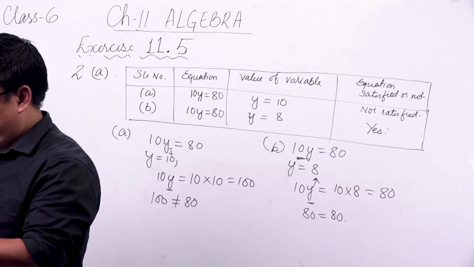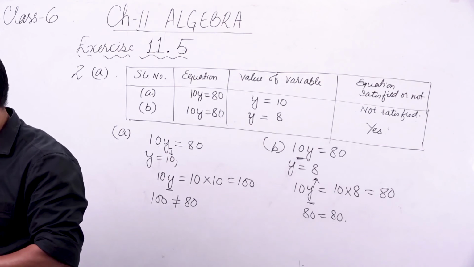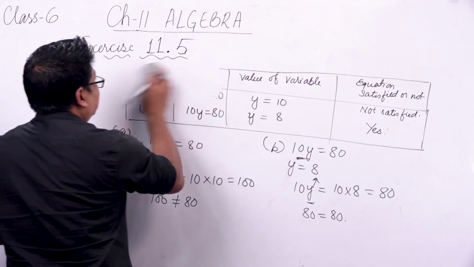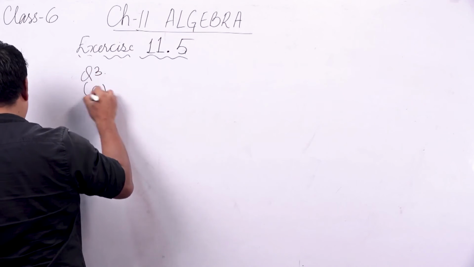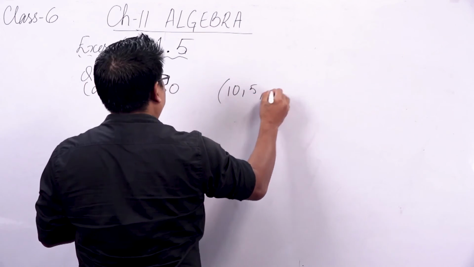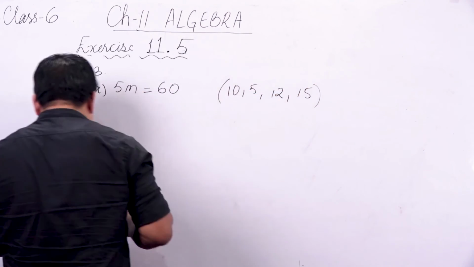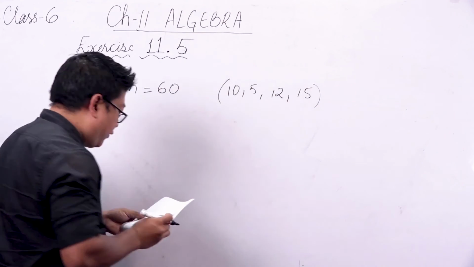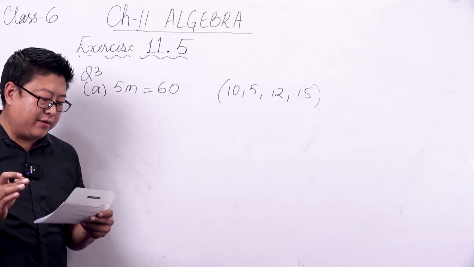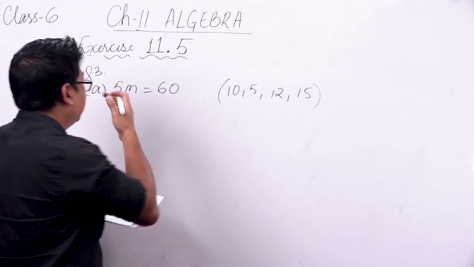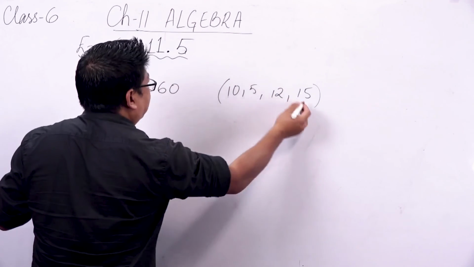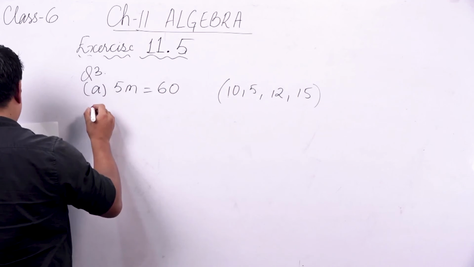Now let's do some more questions. Now this is a little similar to what we have just done. Question 3a, 5m is equal to 60. They have given 10, 5, 12, 15. Now the question is, pick out the solution from the values given in the bracket next to each question. Show that the other values do not satisfy the equation. So we will replace m with 10, m with 5, m with 12, m with 15. All right. For all this, we will do one by one.